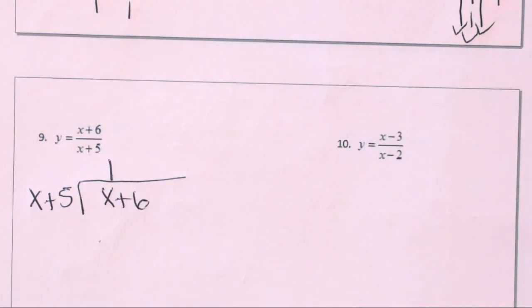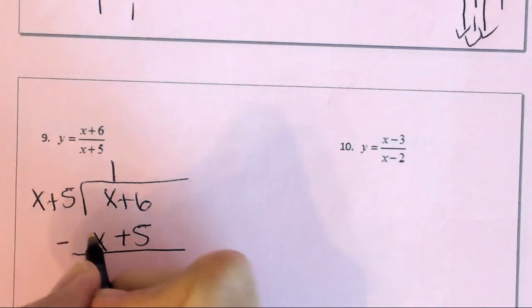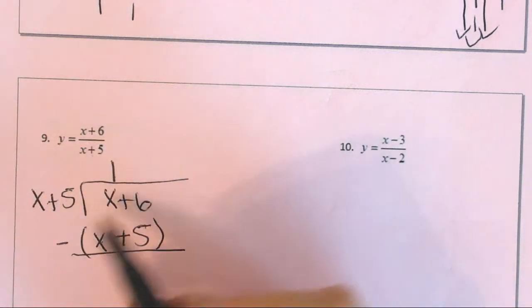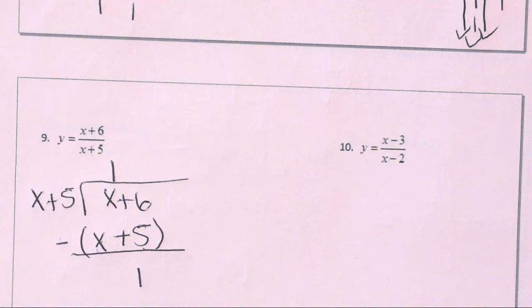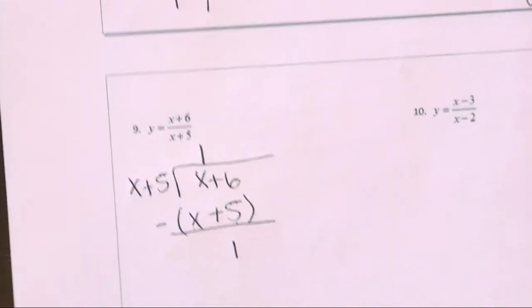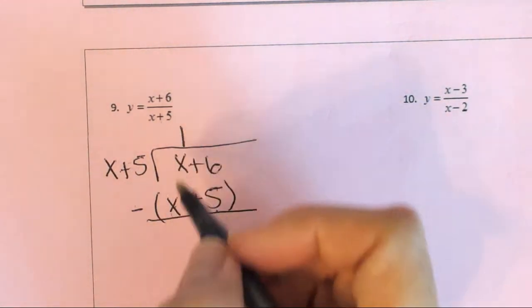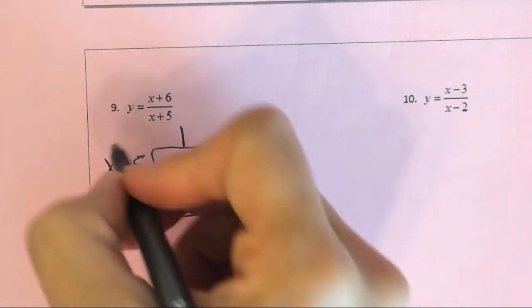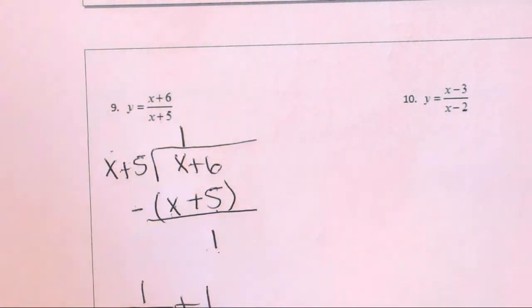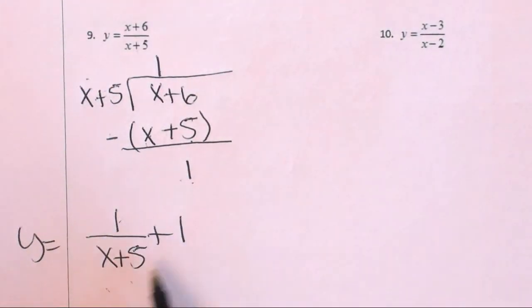It'll go 1 time. Then we have to multiply 1 times x plus 5, and we get x plus 5. Then our rules of long division are to subtract these. x minus x is nothing. 6 minus 5 is 1. So it's remainder 1. What we have to remember from, I think, 2nd or 3rd grade, is that your remainder goes over what you divided by. So this answer is going to be 1, plus the remainder over x plus 5, so 1 over x plus 5. So the equation that we have is 1 over x plus 5 plus 1.